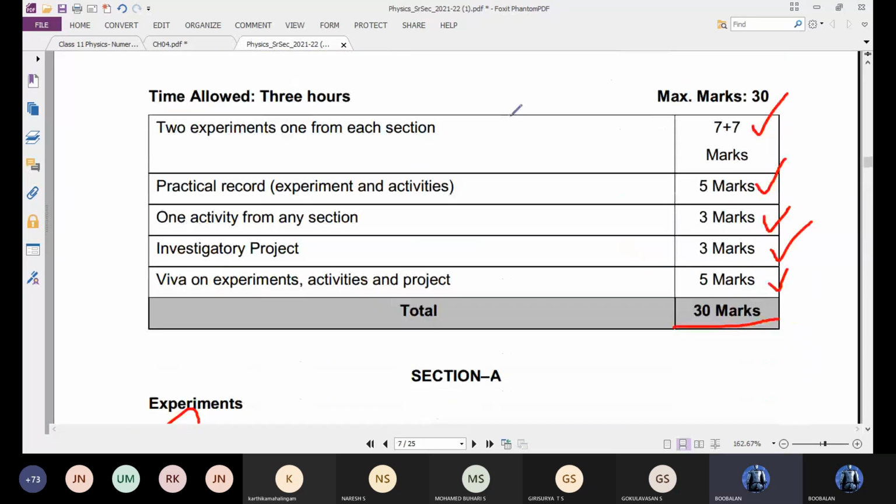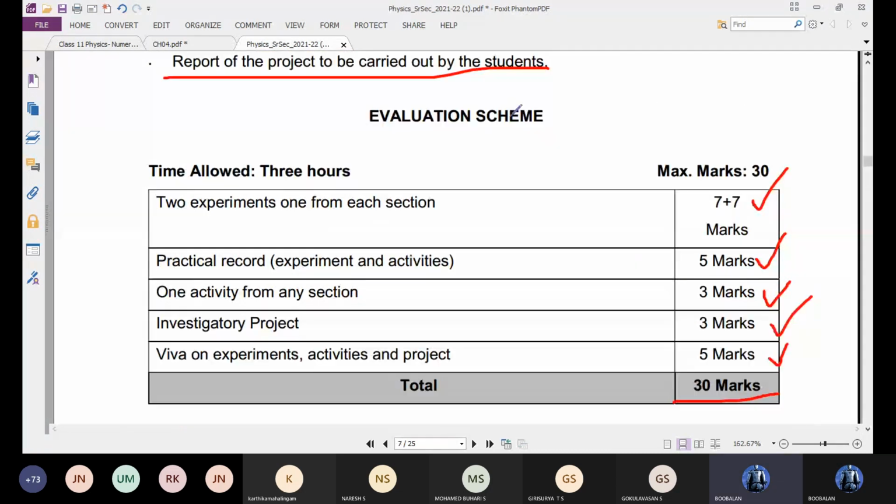If you have any doubt, you can refer to the CBSE website, cbse.gov.in. Kindly refer to the website. What are the things in the CBSE curriculum and the syllabus. Next to the marking scheme. So what is the procedure? Everything.